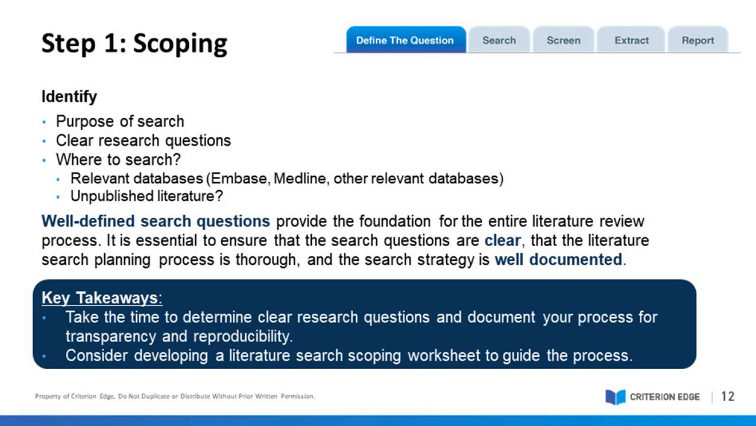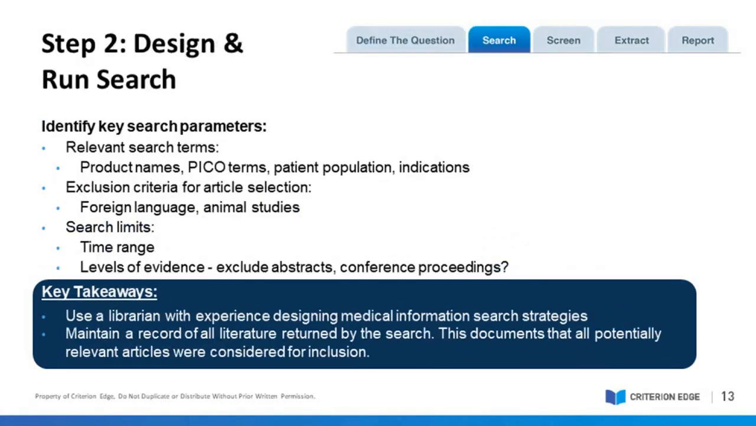It is essential to ensure that the search questions are clear, that the literature search planning process is thorough, and the search strategy is well documented. Key takeaways for this scoping process are: take time to determine the clear research questions and document your process for transparency and reproducibility. And consider developing a literature search scoping worksheet to guide and document the process.